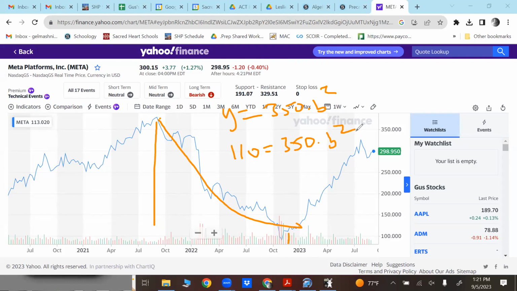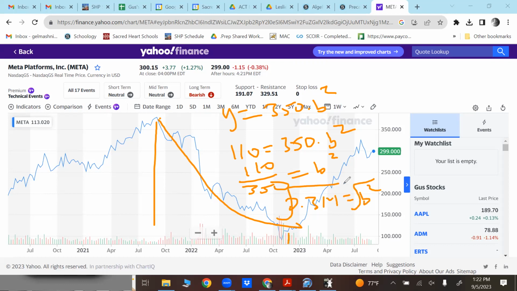Actually, if you were to work this equation out, could someone tell me what 110 divided by 350 is? In your calculator, 110 divided by 350? 0.314. Okay, now let's take the square root of it.